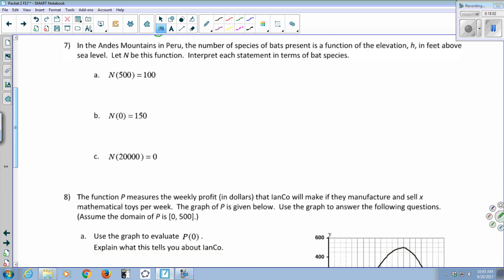In the Andes Mountains in Peru, the number of species of bats present is a function of the elevation h in feet above sea level. So let n be the function, interpret the statement. Okay. So n is the function, right? And it is a function of elevation, right? So this is input. Okay. So we're looking at n is a function of h.